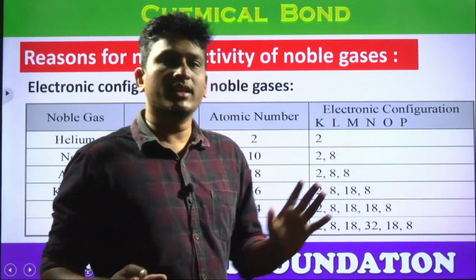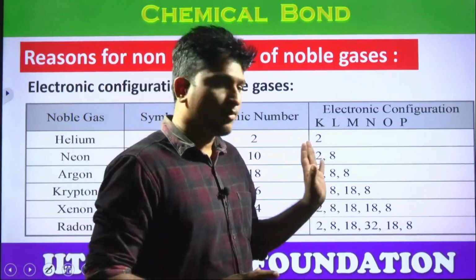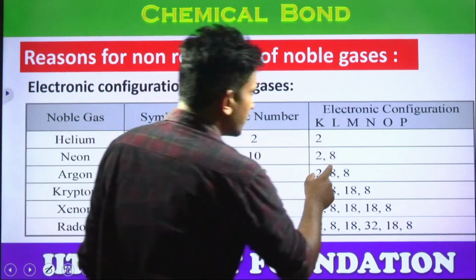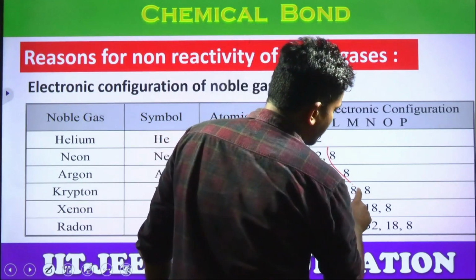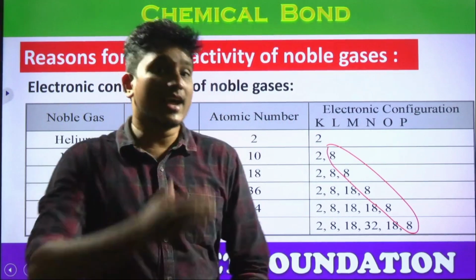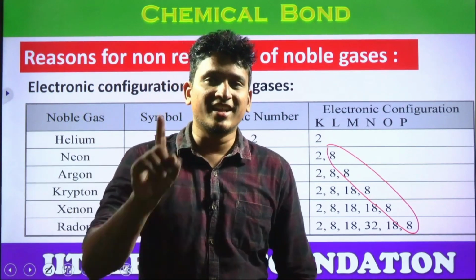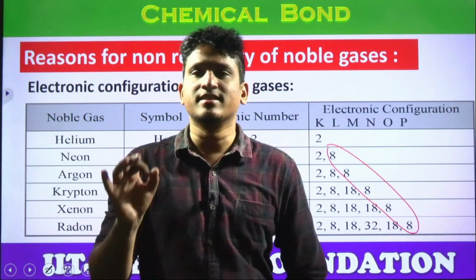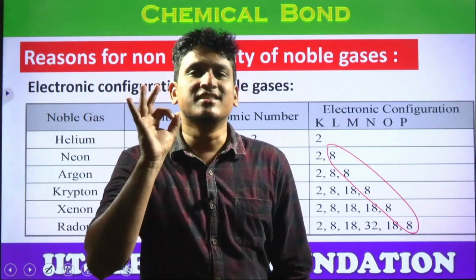What is the common thing in all these noble gases, students? The common thing is that they all have 8 electrons in their last shell. They all have 8 electrons in their valency shell. This last shell is called the valency shell. This is the reason for stability.